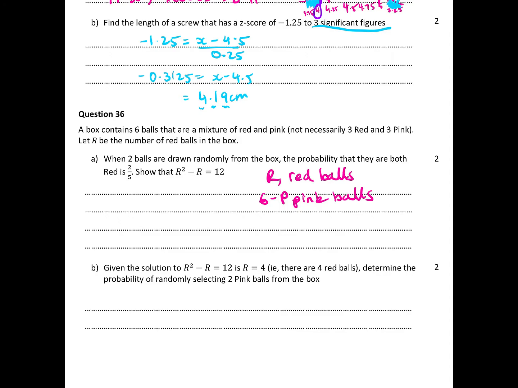So if I wanted to find when 2 balls are drawn randomly from the box and they are both red, so the probability of a red is 2/5.